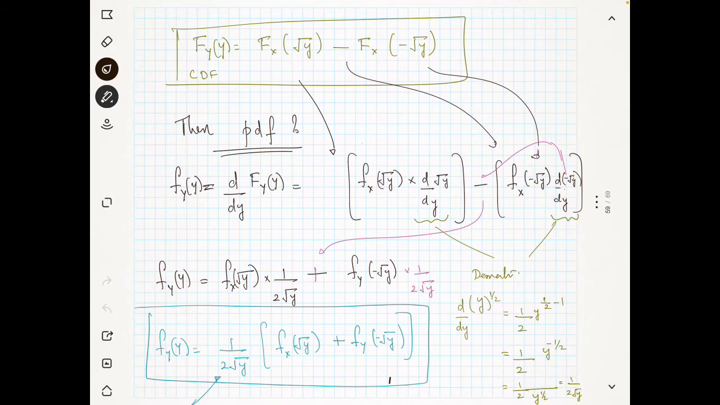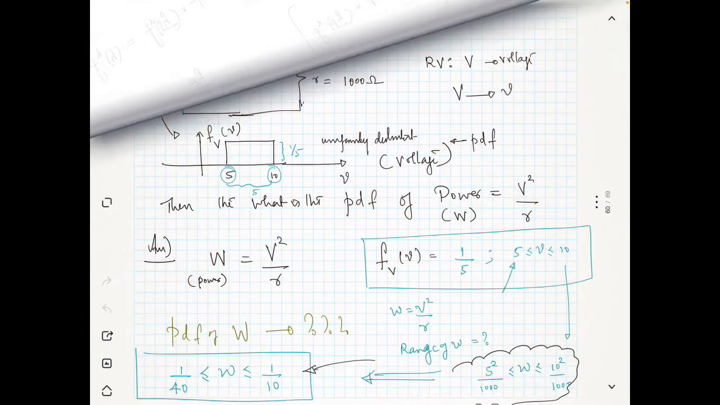We have already seen this. Okay, so we are getting the same answer like that. Now we will see the proof of this particular theorem.